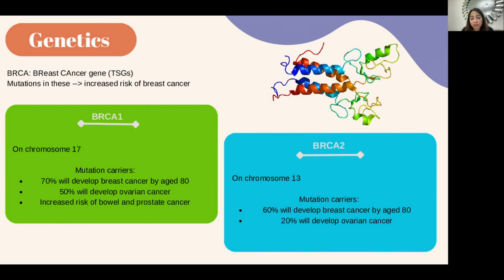And then we've got the BRCA2 gene, which is on a different chromosome, chromosome 13. Around 60%, so it's less risk, but only by 10%. 60% of these carriers will go on to develop breast cancer by the age of 80. And then there's the 1 in 5 risk of developing ovarian cancer as well. So these are the 2 main genes to be aware of in terms of breast cancer.